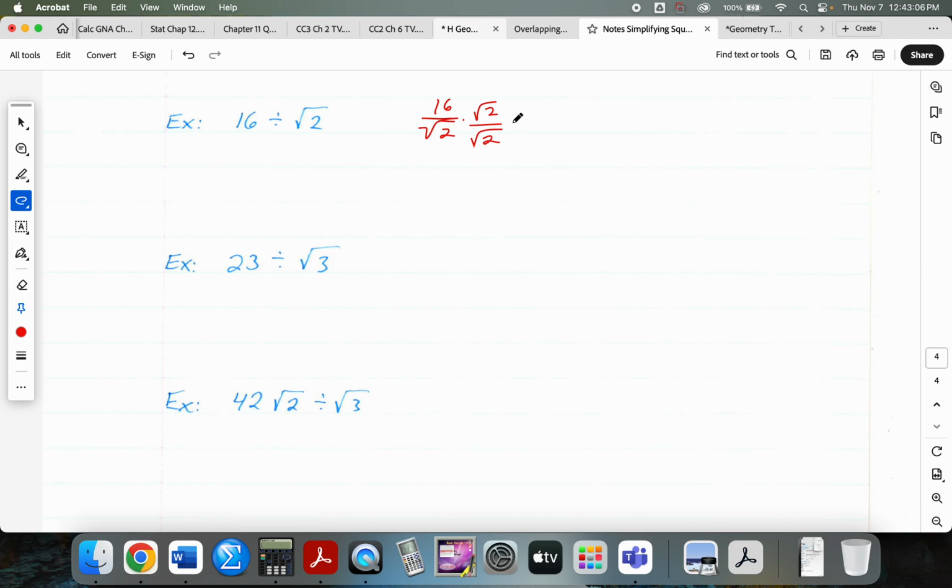When I do that, in the numerator, I get 16 square roots of 2. In the denominator, what is the square root of 2 times the square root of 2? 2. That's going to get rid of the square root in the denominator. And now I'll simply reduce the fraction. 16 divided by 2 is 8. So that's 8 square roots of 2.